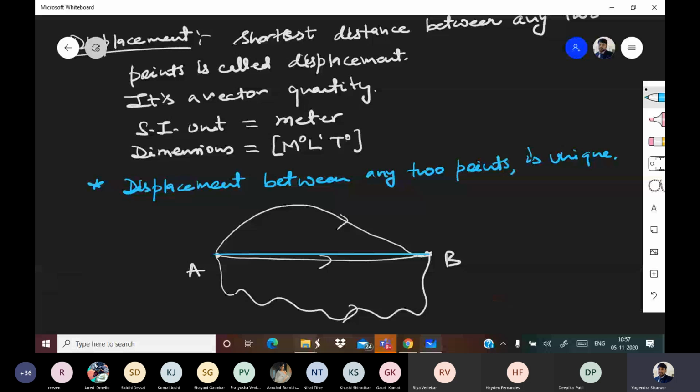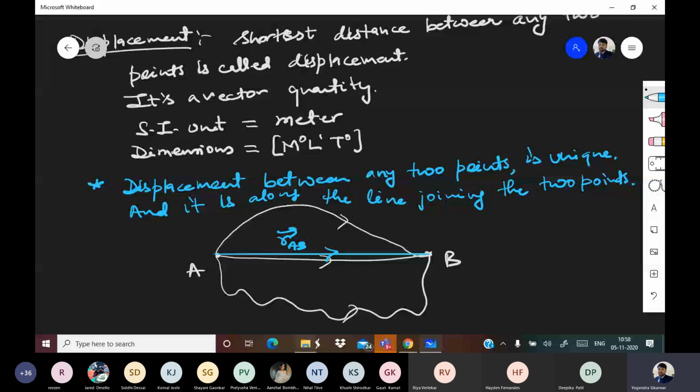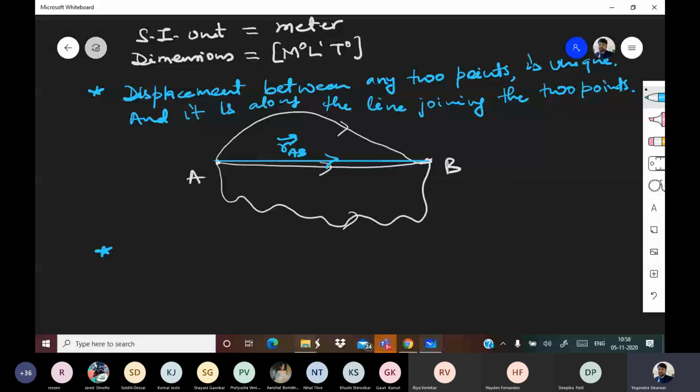Okay, so displacement between any 2 points is unique, and it is along the line joining the 2 points. Displacement will always be along the straight line joining the 2 points. Got it? Okay. Next point. So displacement between 2 points is unique.